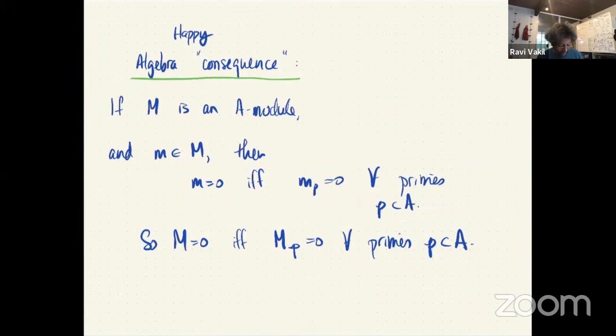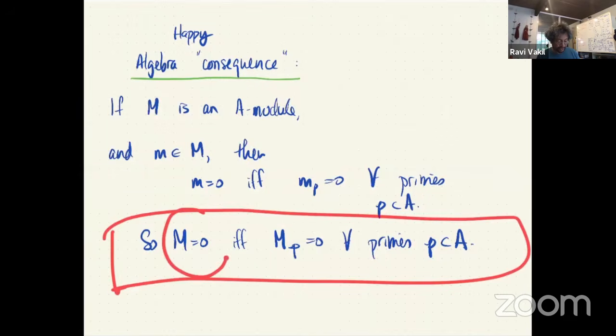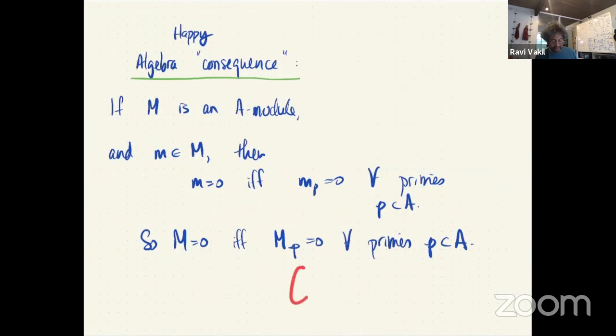And you can prove that if you want. It's a nice thing to be able to prove directly with algebra, or it's a consequence of the geometry. And similarly, hence, if you do this for every element of the module, a module is zero if it has no support. And we defined support earlier, so M_P is zero.